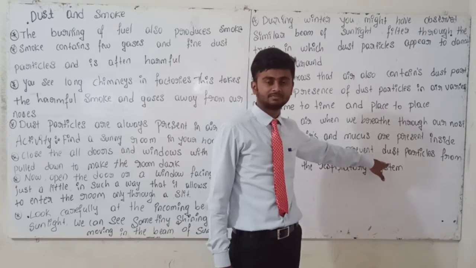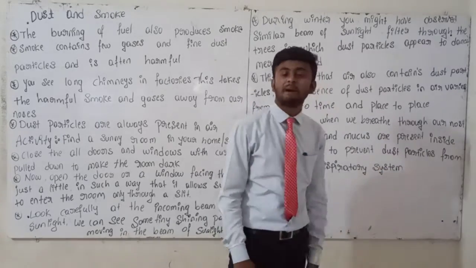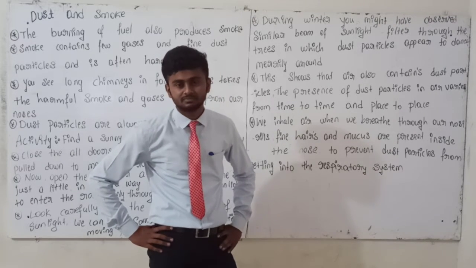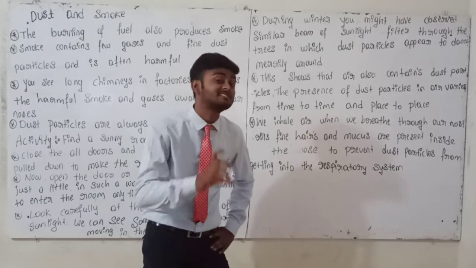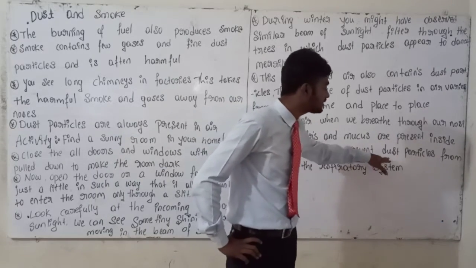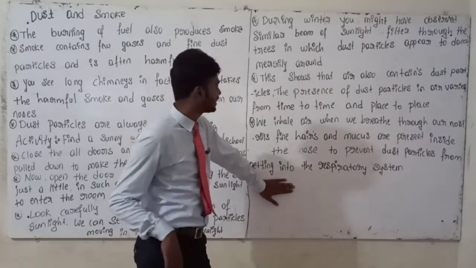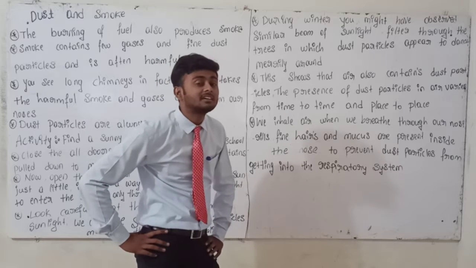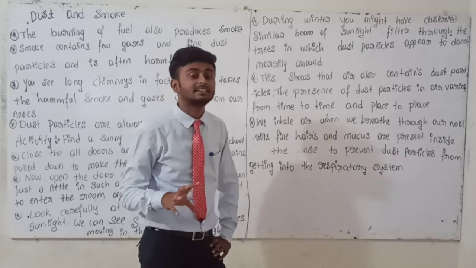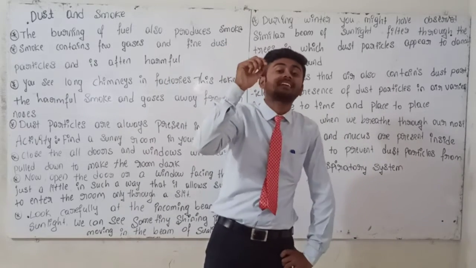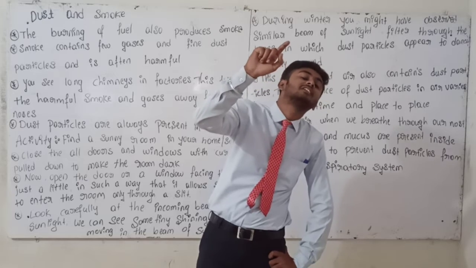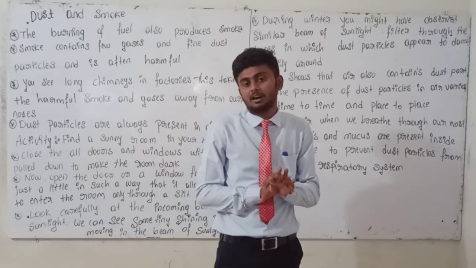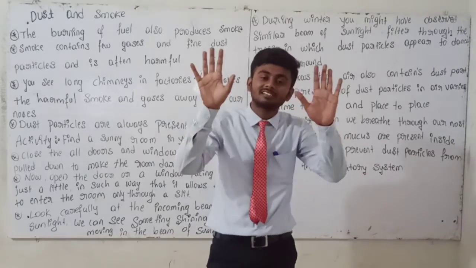They are there to prevent dust particles from getting into the respiratory system. When dust particles come near your nose and you take a breath, the dust particles do not enter, because the hairs stop them. The mucus, sumbala, also helps to prevent that.